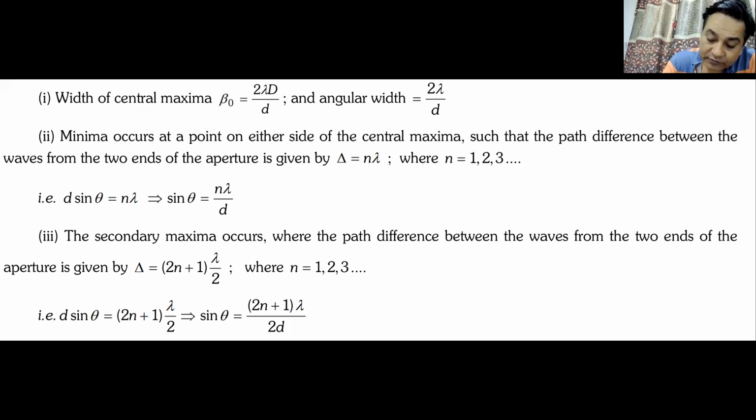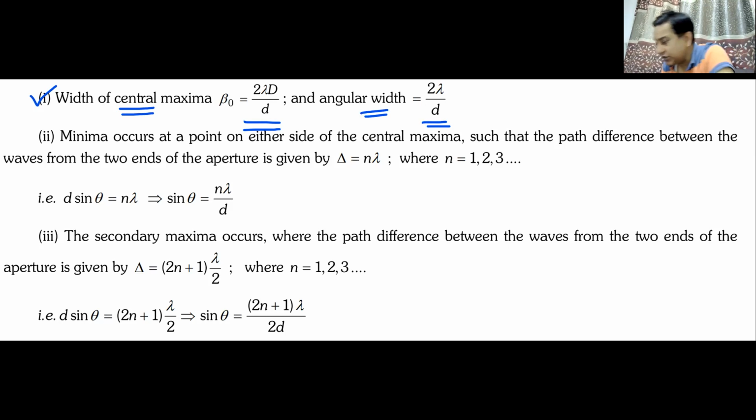The first point, and the most important one, is the width of the central maxima. The total width of the central maxima is 2 lambda D by d. And the angular width, which I will show with the diagram in your sheet, is given by 2 lambda by d.